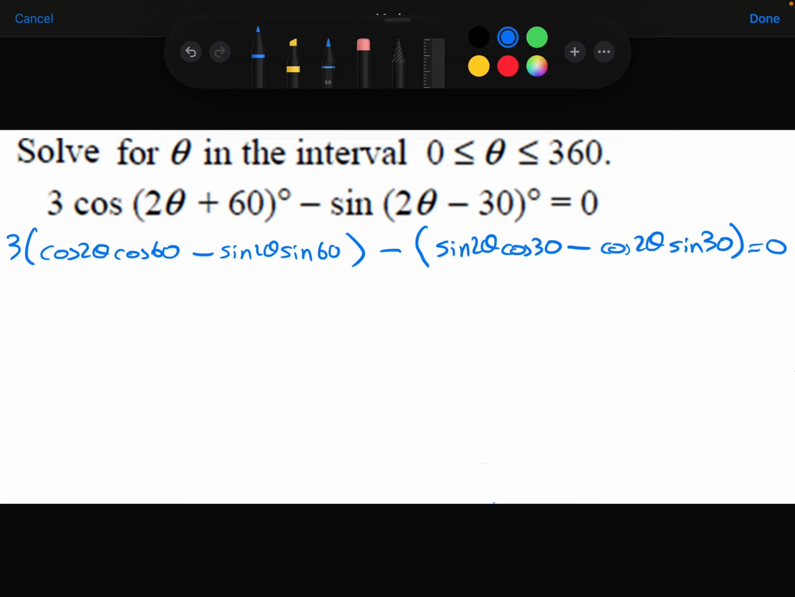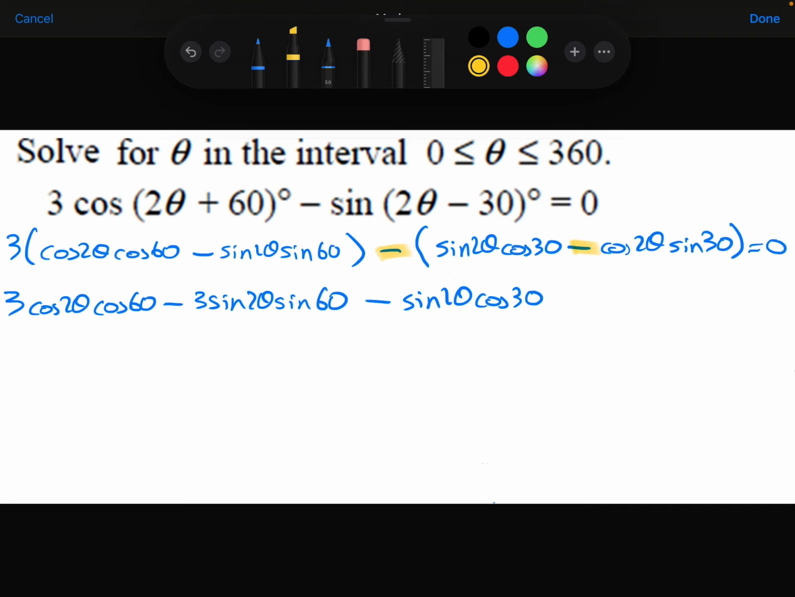Right, next, let's expand these brackets. So I will get 3 lots of cos 2θ cos 60 minus 3 lots of sin 2θ sin 60. Then I've got the minus sin 2θ cos 30, and then the minus and the minus will make this next term a plus cos 2θ sin 30.